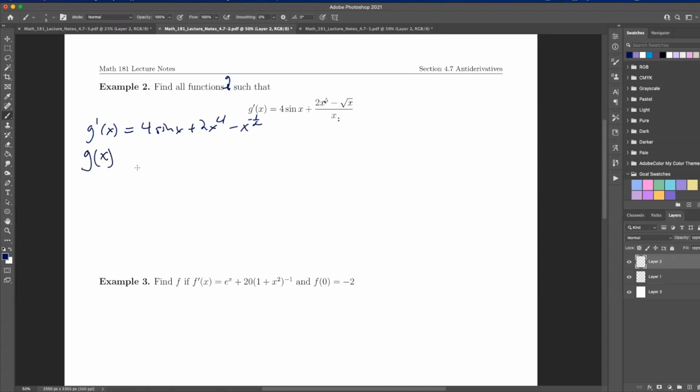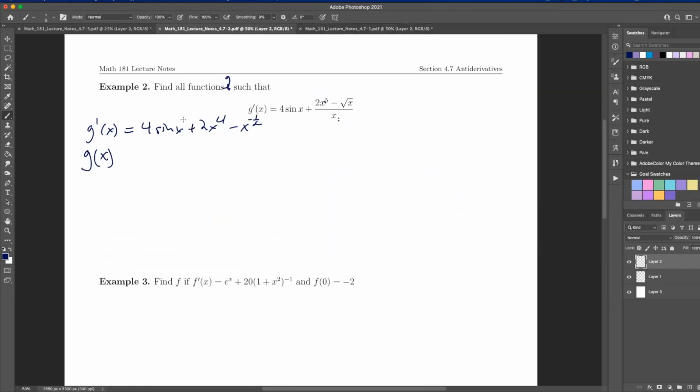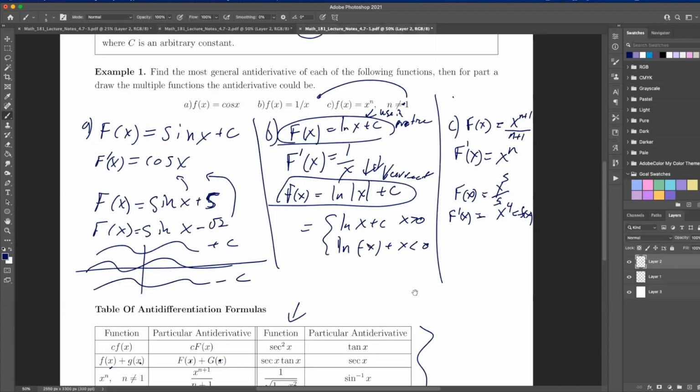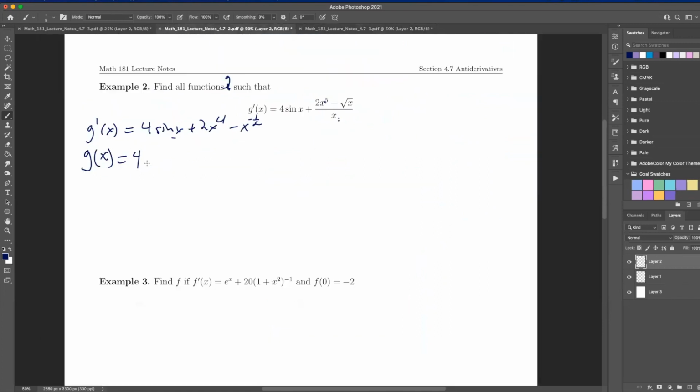So here we're going to take the antiderivative, and notice here we can do it part by part. Okay. So here let's start with 4 sine of x. Well, the 4 I can just leave, right? And the antiderivative of sine of x is minus cosine of x, right? So here I'll just put a negative up front and type in cosine of x.